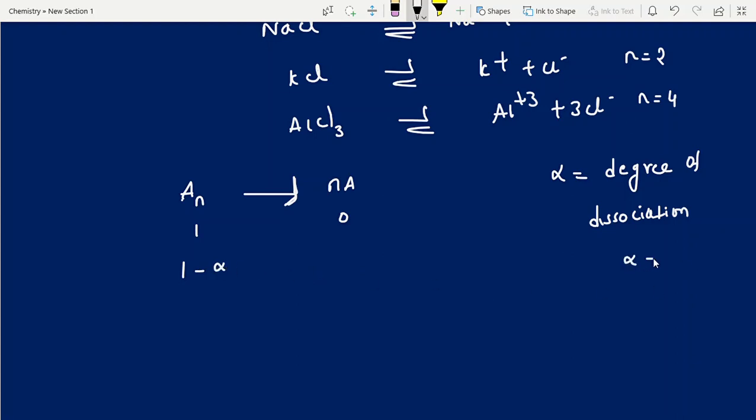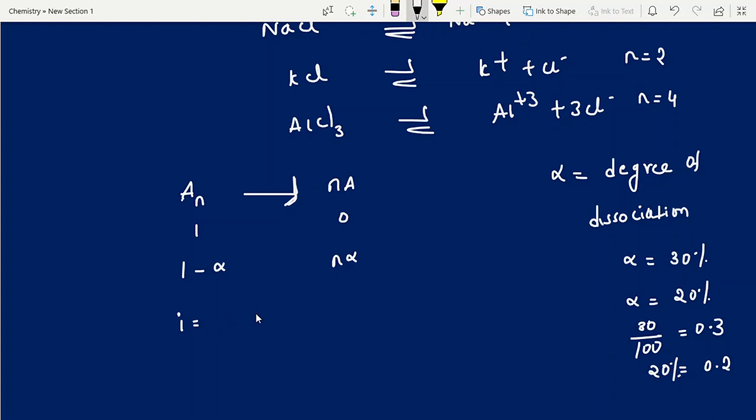Sometimes in numericals they can mention 30% ionized or else 20% ionized. That means 30% means 30 by 100, that means 0.3. Here 20% is nothing but 0.2. Like that we are calculating. But here number we don't know. Generally we are taking 1 minus alpha. This is n alpha, right? So i equal to Vant Hoff factor.